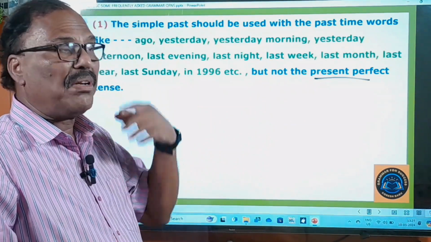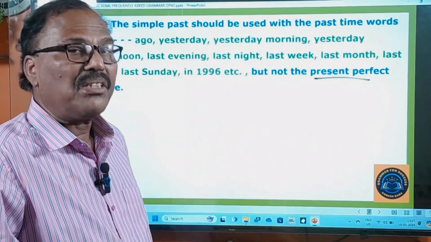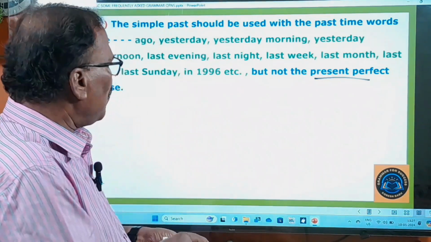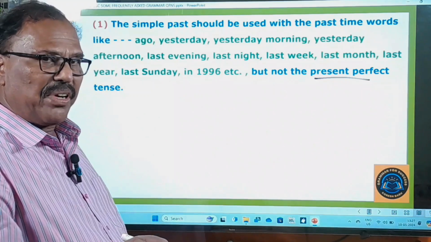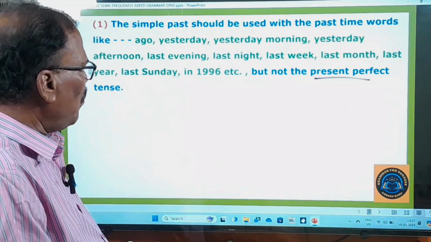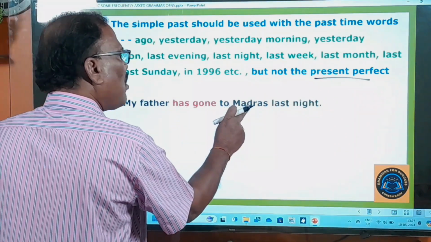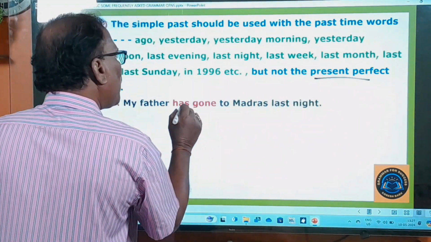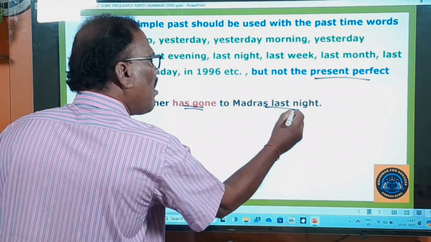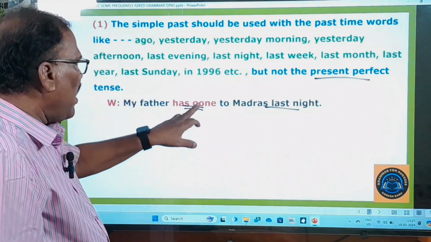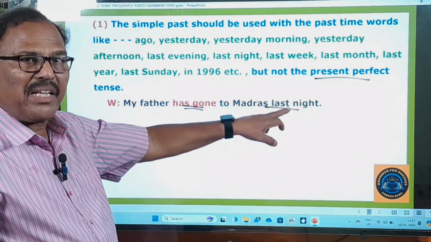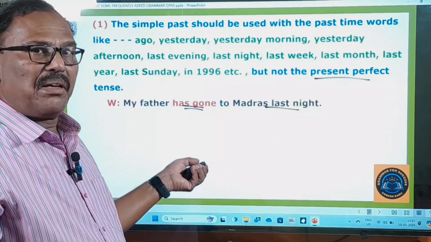The same mistake will be given in the examination, so you have to correct it in this way. Here I'm going to give you a few examples to make you understand this rule. Pay attention to this. My father has gone to Madras last night. The action of going to Madras took place last night. It is a past time.